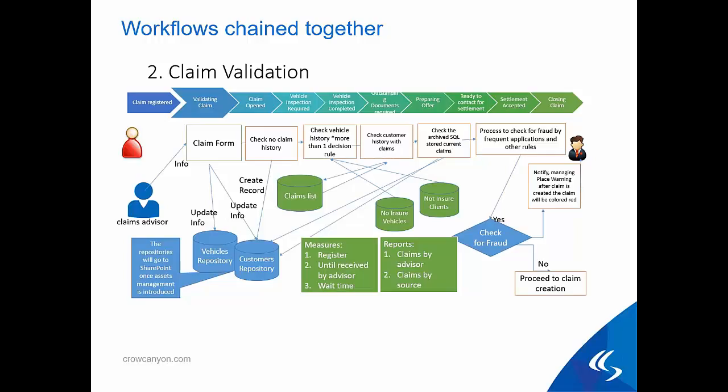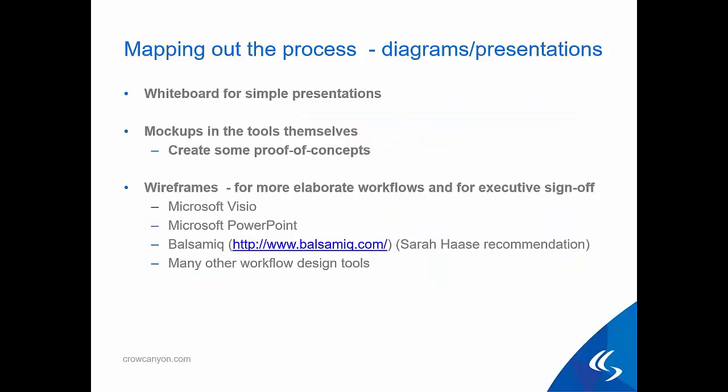So, it can be simple or complex, but the important thing is to map it out. And you can map it out with different diagrams. You can use a whiteboard, just a piece of paper, Word, simple. It doesn't have to be that complicated. You can do some mock-ups in the tools themselves, which we'll cover in a moment. Some of the tools available in SharePoint and Office 365 for doing workflows, you create some proofs of concept there, do some mock-ups.